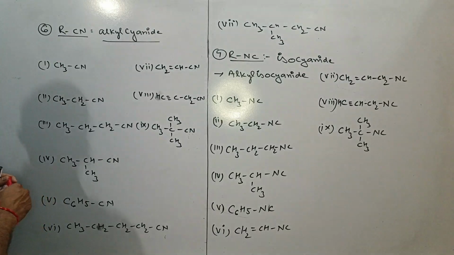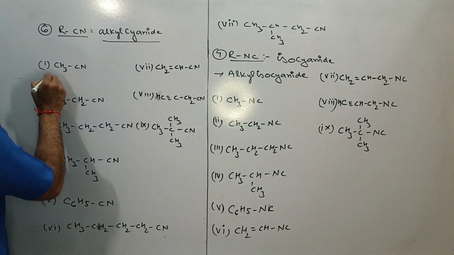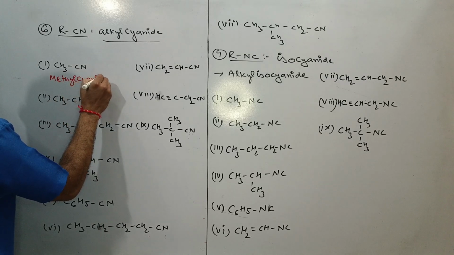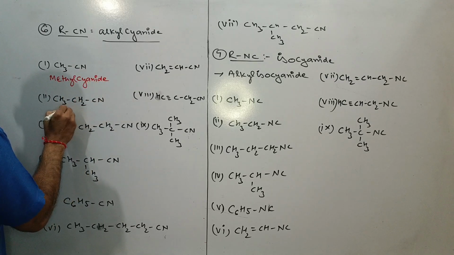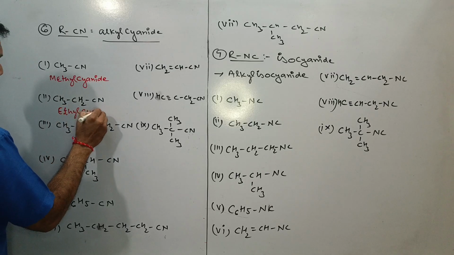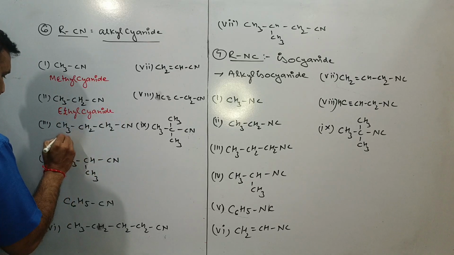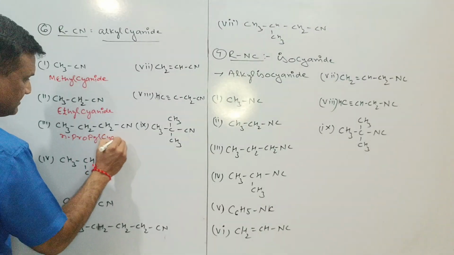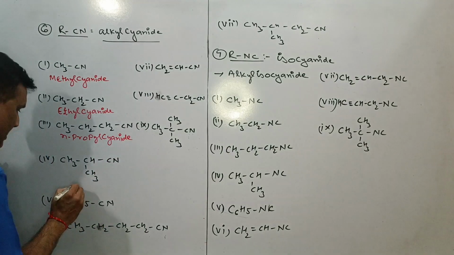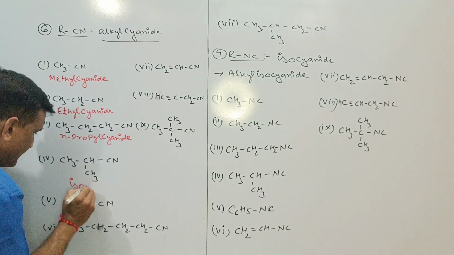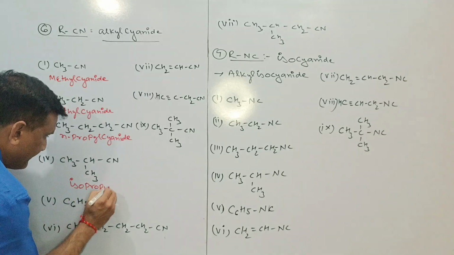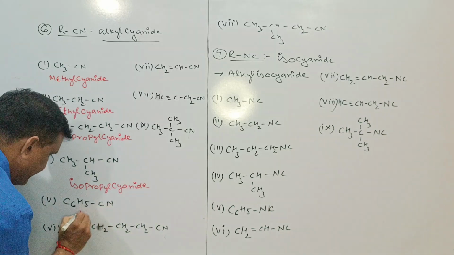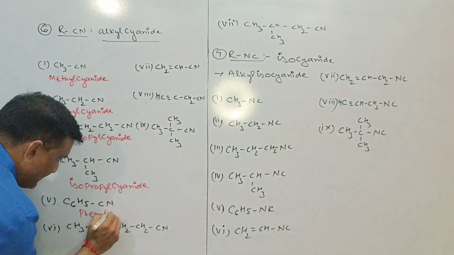I would like to go with the first compound. Then this is called methyl cyanide. This is the ethyl cyanide. This is the N-propyl cyanide. This is the isopropyl cyanide. This is the phenyl cyanide. You can call it phenyl cyanide.